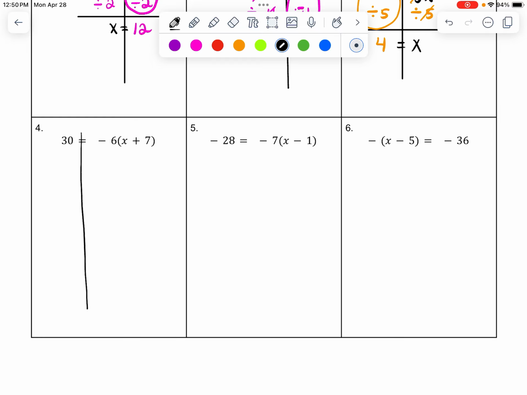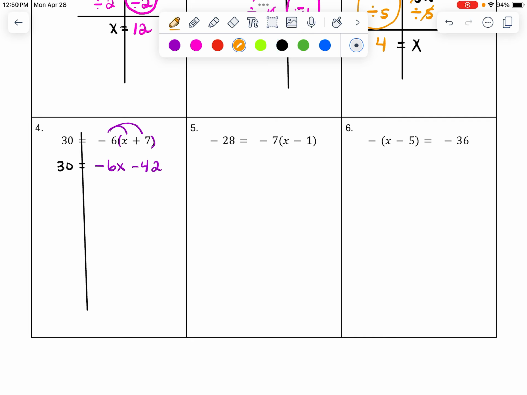We're going to draw a vertical line through our equal sign, and then we're going to notice that there are parentheses, which means we need to distribute. Negative 6 times x is negative 6x, and negative 6 times 7 is negative 42. We're just going to copy down the 30.